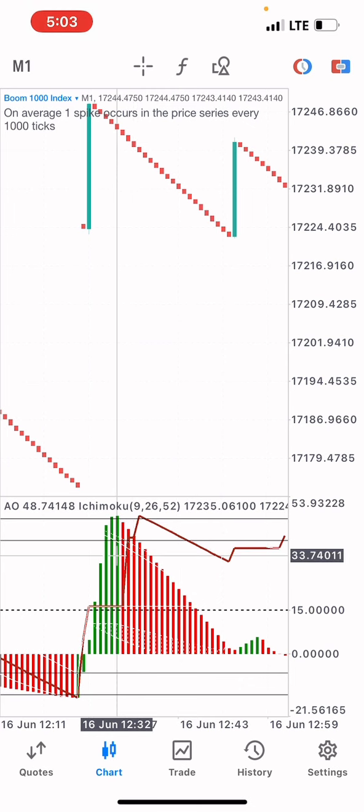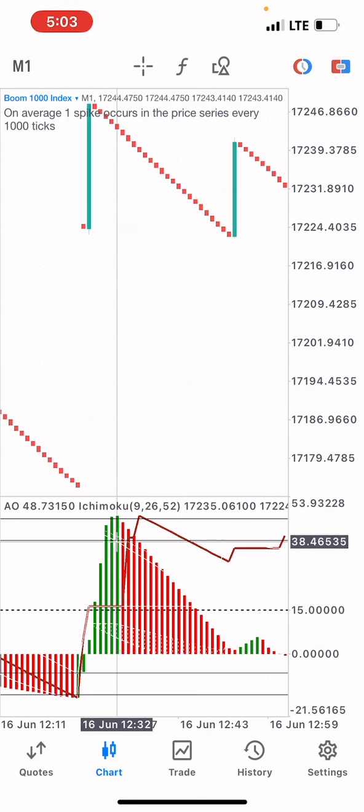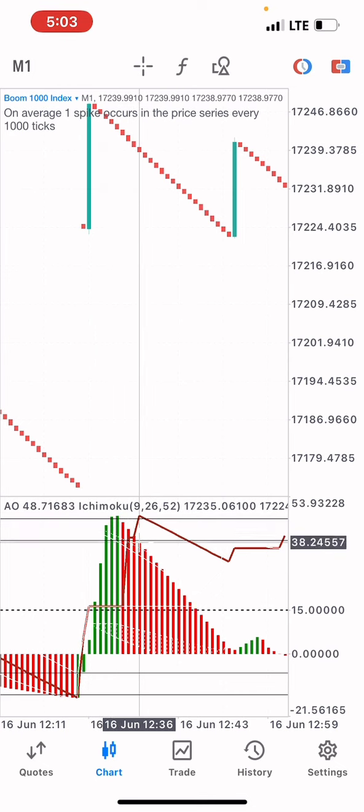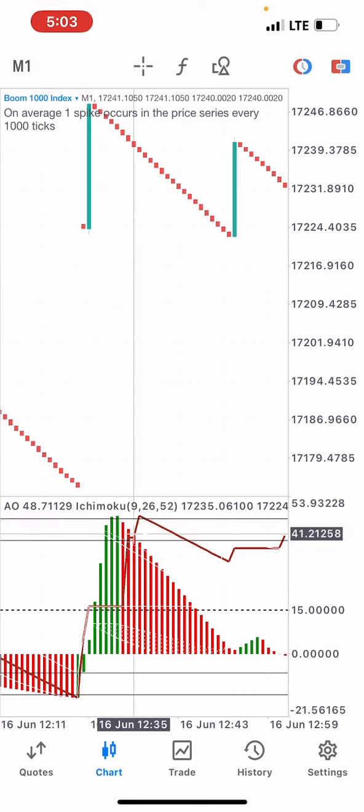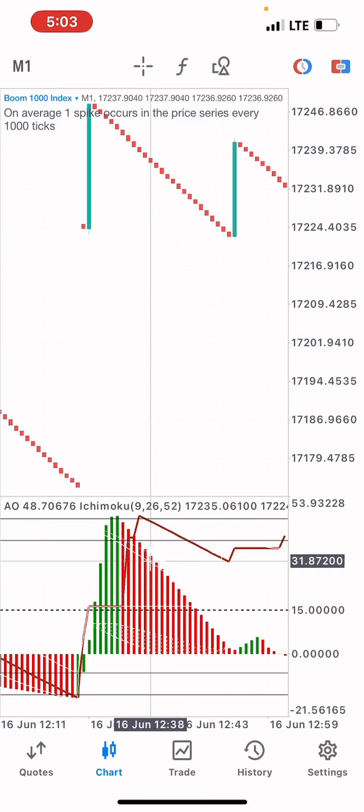I want to also see that my awesome oscillator, Ichimoku, every indicator here, comes to this level and prints a bearish signal. That means they start going down from that level. They go from green to red, they start going down from that level.